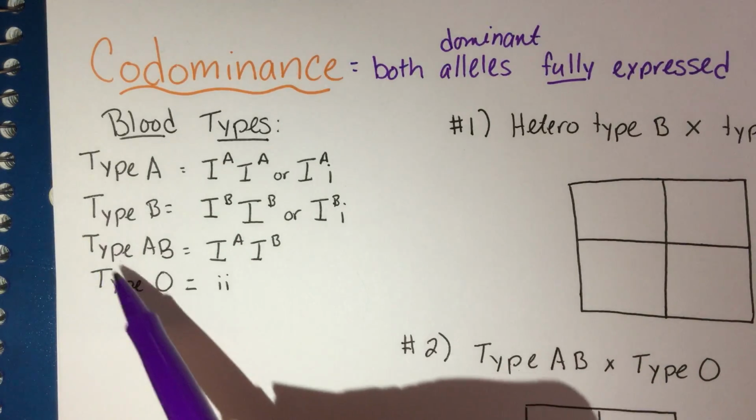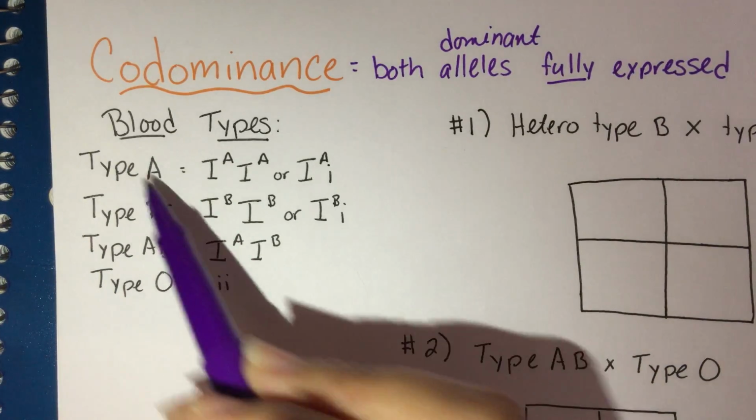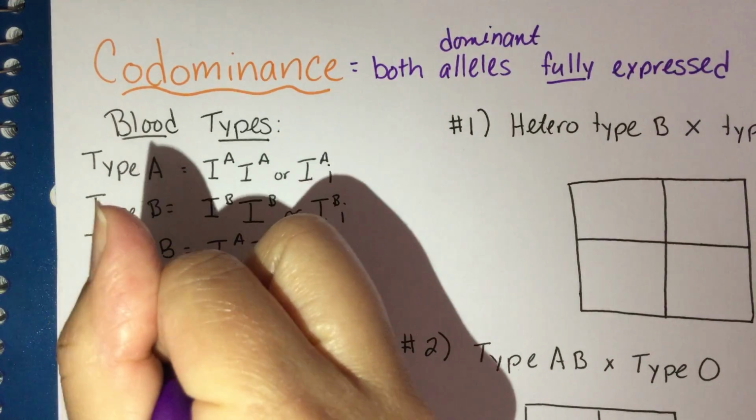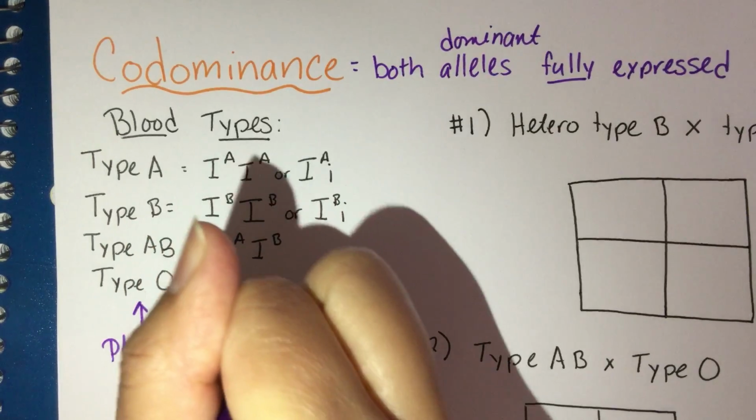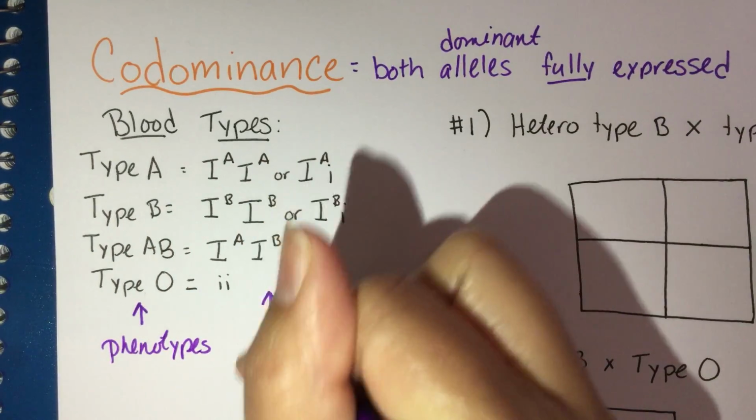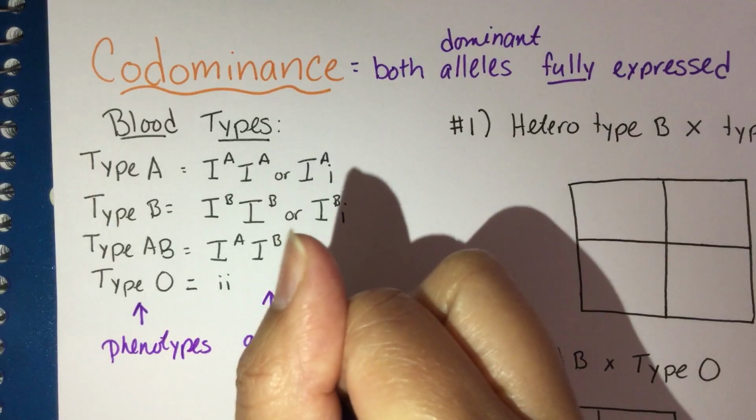So if we're looking at our genotypes, all of these are here. So these type A, type B, type AB, and type O, those are phenotypes. All of these are our phenotypes. Then that means that everything in this column are our genotypes.